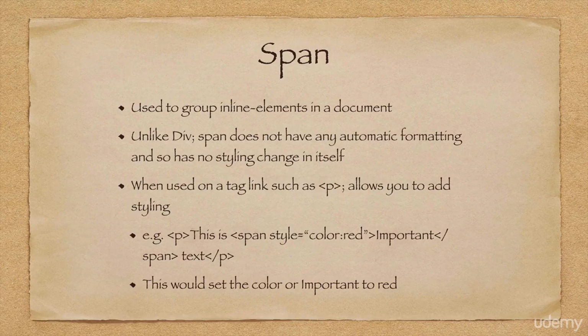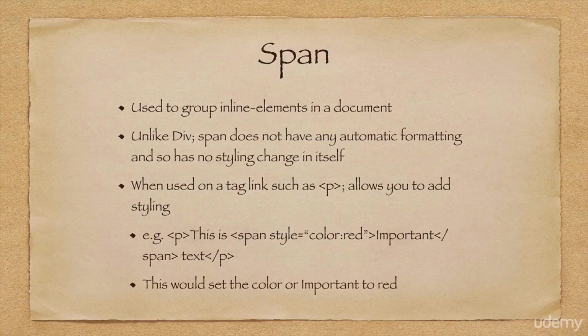Unlike div, span does not have any automatic formatting and so has no styling change in itself. So what I'm saying is that if we use span in a line, you will see no formatting change unless you actually specify that. So when used on a tag like a P, it allows you to add styling. This example shows us that within P we have some text, "this is", and then we open a span and we say the style equals color red. "Important" is the text, and then we close the span and then the final word is "text".